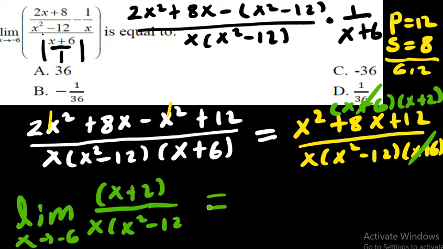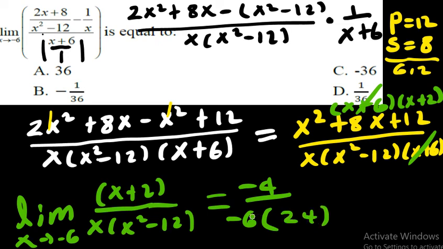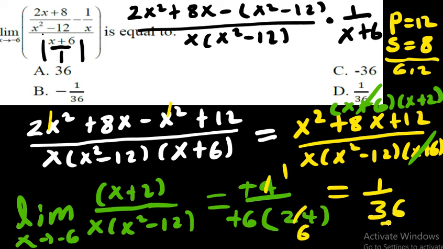Now if we insert negative 6, negative 6 plus 2 will be negative 4, over negative 6 times, again, negative 6 squared will be 36, minus 12 will be 24. Then you can cut the negative. By 4, 1, and this by 4, 6. So the numerator is left with 1 and the denominator is 6 times 6, which is 36. So the answer will be 1 over 36. Obviously it will be D.